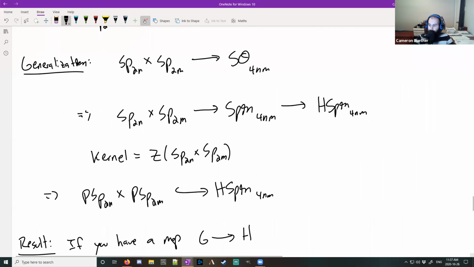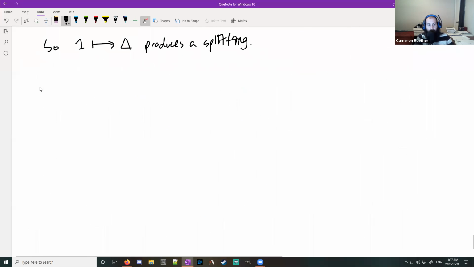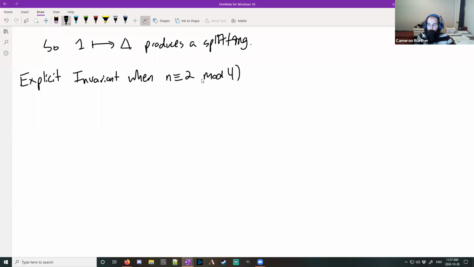So we have a description of the normalized invariants. And in one case, we can actually explicitly describe all the normalized invariants. So an explicit invariant when n is congruent to 2 mod 4. This also comes from Merkurjev's paper.